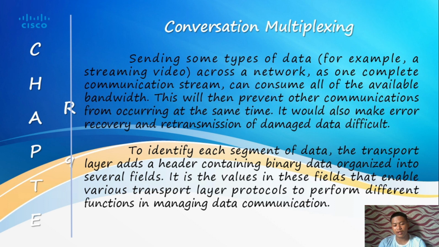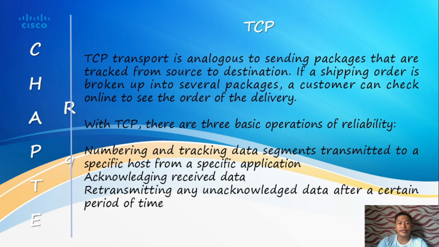So, TCP. TCP transport is analogous to sending packages that are tracked from source to destination. If a shipping order is broken up into several packages, a customer can check online to see the order of the delivery. With TCP, there are three basic operations of reliability: numbering and tracking data segments transmitted to a specific host from a specific application, acknowledging received data, and retransmitting any unacknowledged data after a certain period of time.